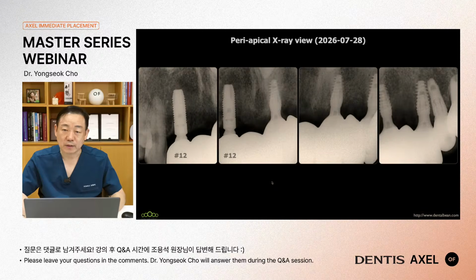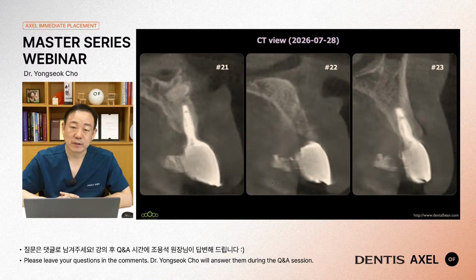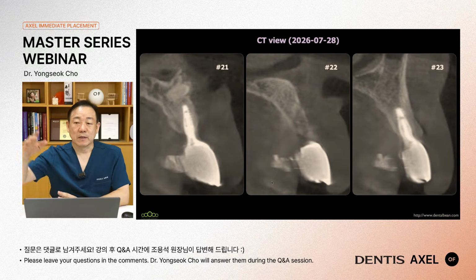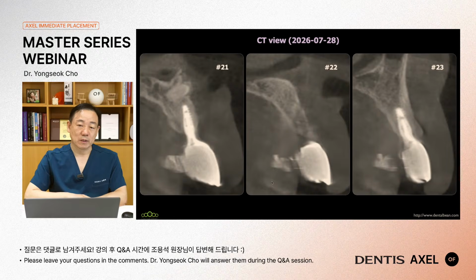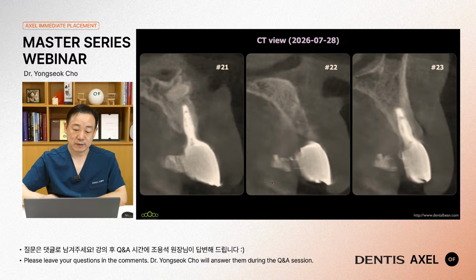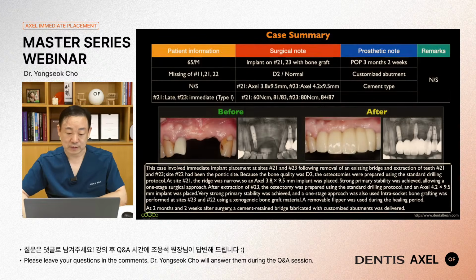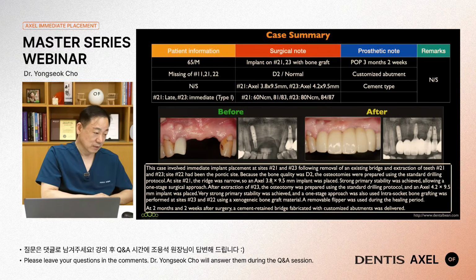Here in the radiograph image and CT view, look at the stable labial bone. Volume is stable and looks in nice condition. So this is the summary of this case.